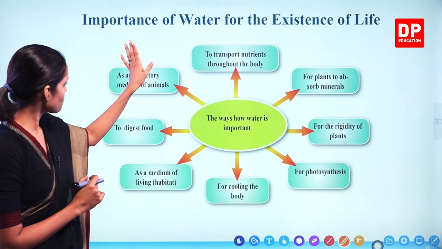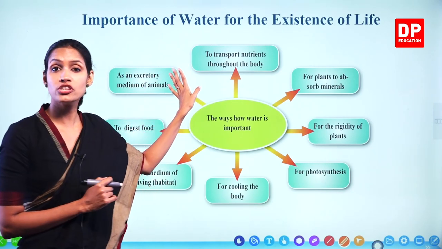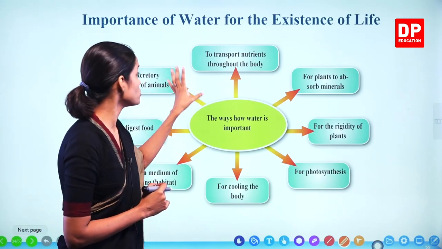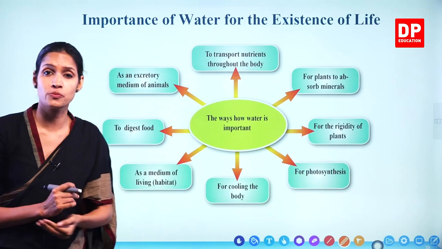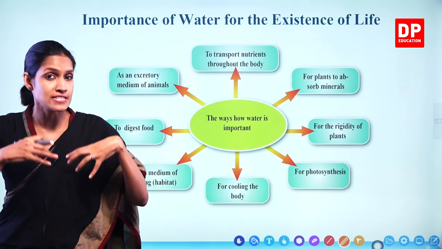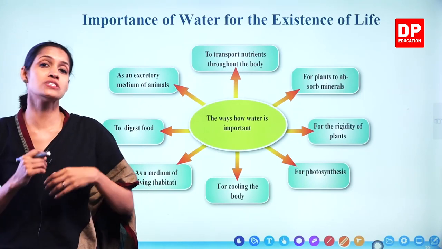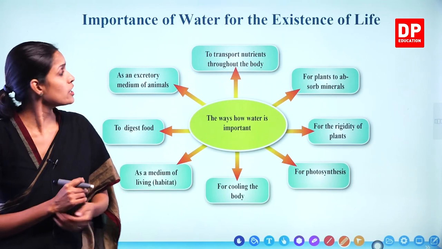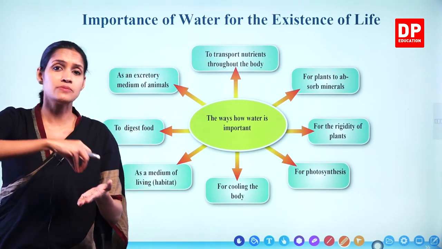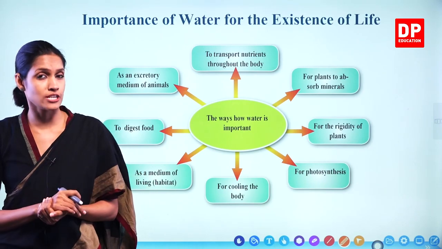We will start from one: to transport nutrients throughout the body. Water is very important to transport nutrients throughout the body. Now you know that when we eat food, that food digests and becomes nutrients like glucose, amino acids. These nutrients should be taken from one place to another because all the cells need these nutrients.